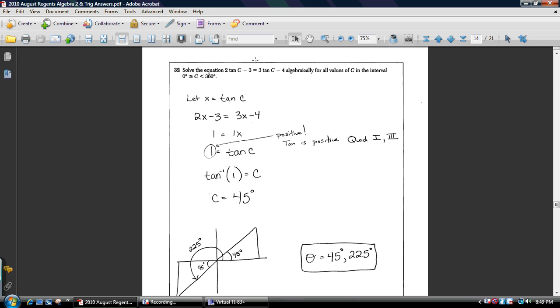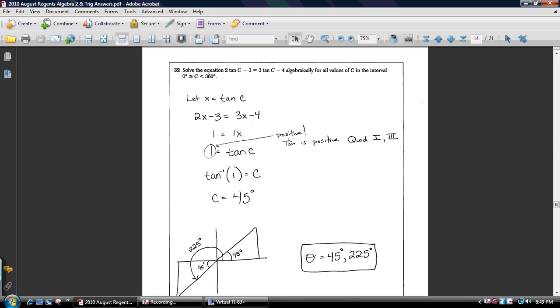So the first thing I want to do, whenever I typically solve trig equations, I like to do it with algebra. So I use a let statement. I say x equals tan c, and then all of a sudden this complicated equation transforms itself into a simple algebra problem. I solve it. I figure out how much each x is. In this case, I subtracted 2x from both sides, and I added 4 to both sides, and I got basically 1x equals 1. And since each x equals tan c, then that means tan c equals 1. The tan inverse of 1 equals c, and so c is 45.